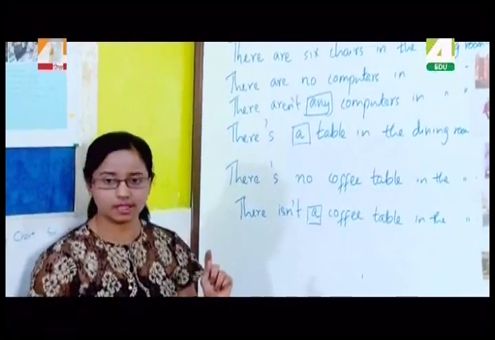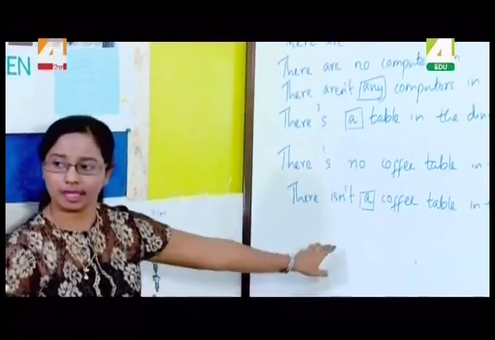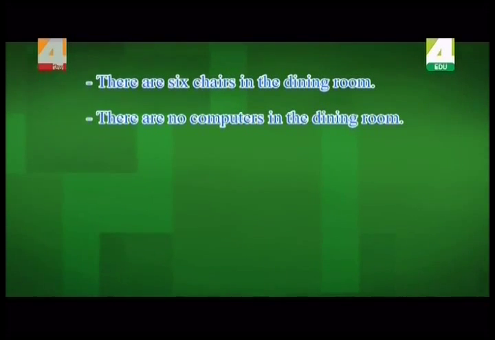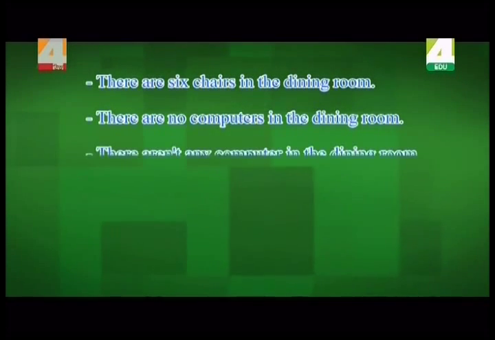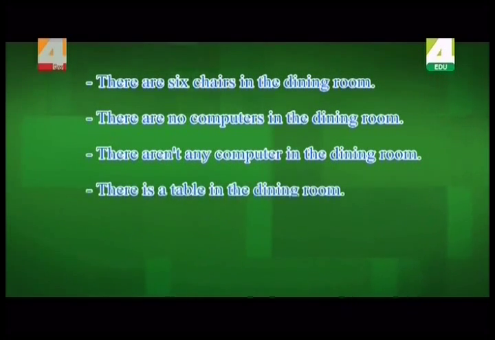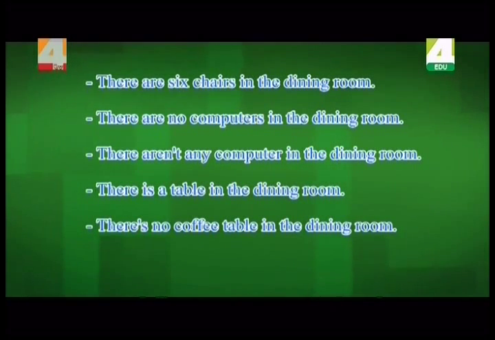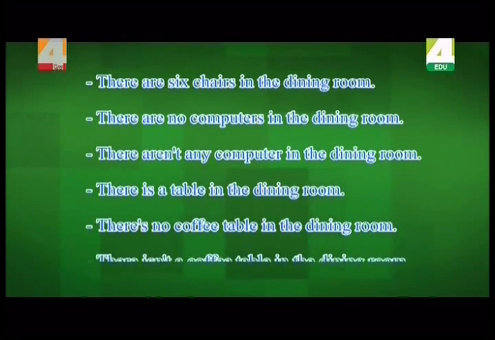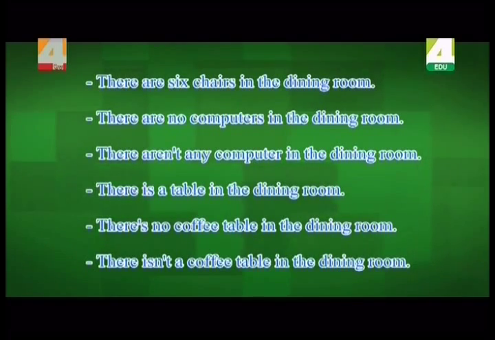So do you understand now? Yes? So please read them out again. There are 6 chairs in the dining room. There are no computers in the dining room. There aren't any computers in the dining room. There's a table in the dining room. There's no coffee table in the dining room. There isn't a coffee table in the dining room.